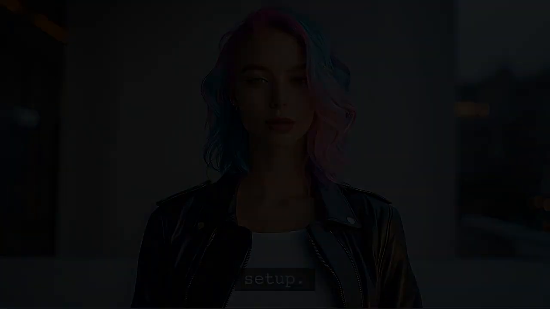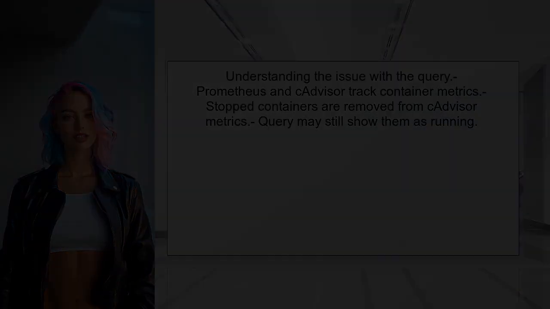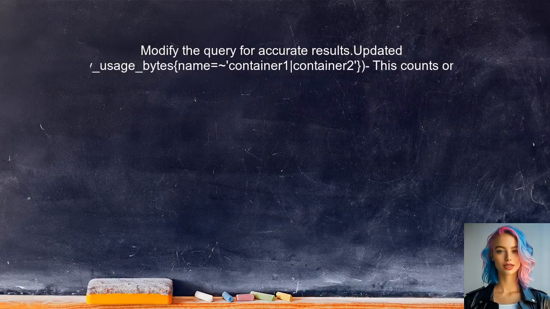To address the issue with the query, the user should first understand how Prometheus handles metrics for containers. When a container stops, cAdvisor removes its metrics, but the query may still reflect it as running due to the way it counts metrics. Next, the user can modify the query to ensure it accurately reflects the current state of the containers. Instead of counting the last seen metric, they can use the count function on the container memory usage bytes metric, which will only count currently running containers.